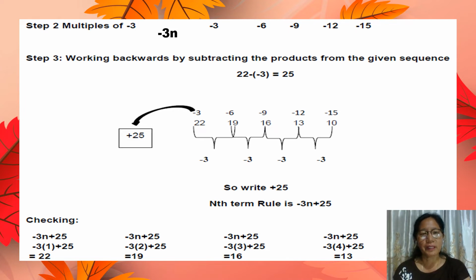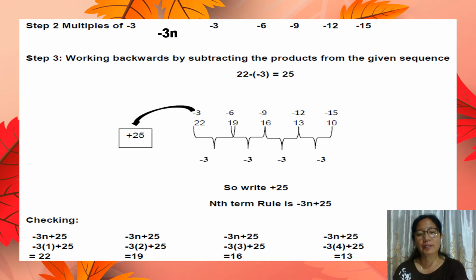So step 3, working backwards by subtracting the products from the given sequence. If you subtract negative 3 from 22, the result is 25. Again, 19 minus negative 6, that is 25. 16 minus negative 9, the result is 25. 13 minus negative 12, the result is 25. And 10 minus negative 15, the result is 25. So we can write positive 25 or 25.